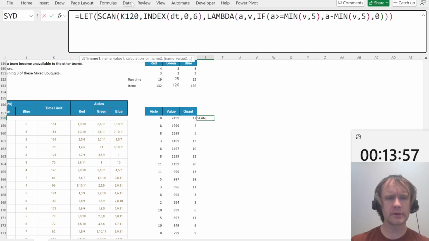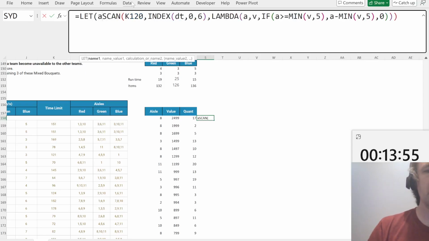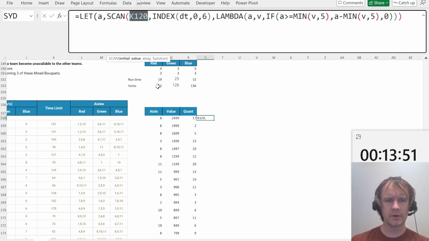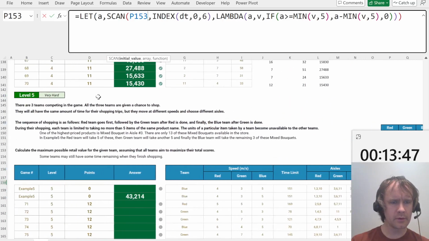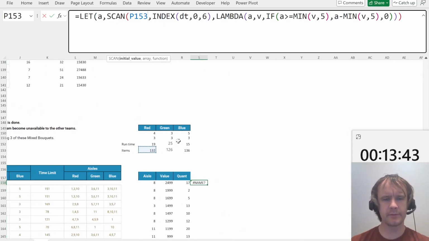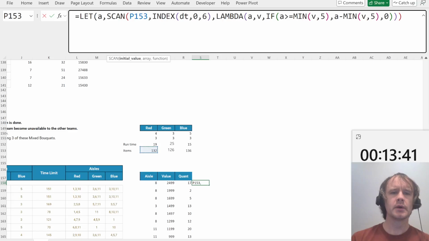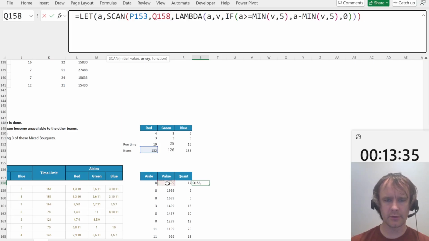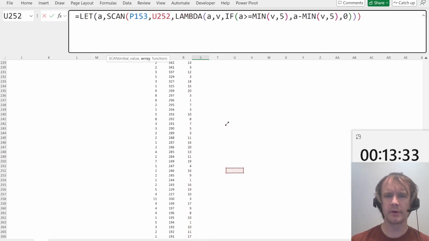So let A be a scan starting from here. So it's red, then green, then blue, right? Sequence of shopping: red, then green, then blue. Okay, good. So I want to scan this, and this is my quantity array.